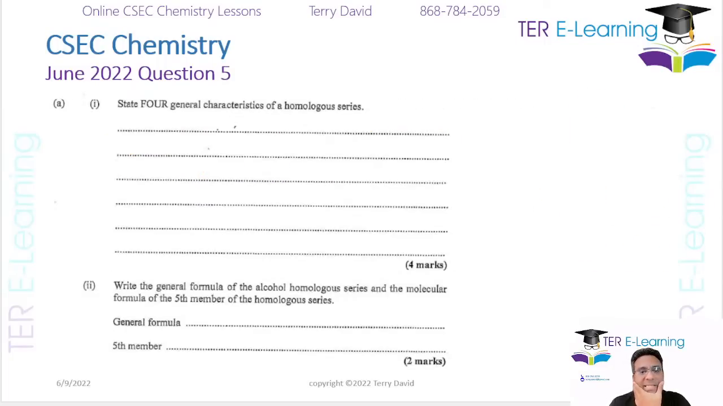Alright, this next one, question 5. Organic chem again. State 4 general characteristics of a homologous series. They've asked this exact same question for the past few years. Even in January 2022, I think they asked the same thing. So, 1, same general formula. There are 5 of them we need to know, but they only want 4. So, same general formula.